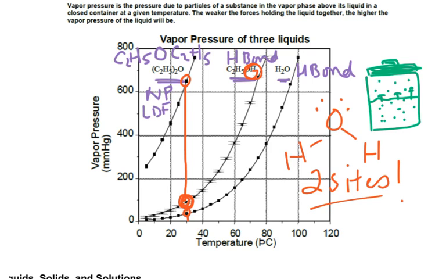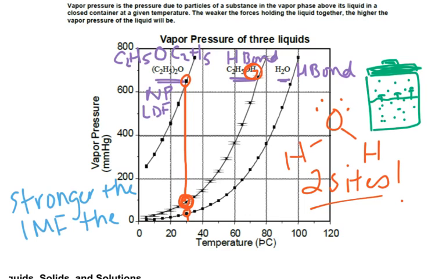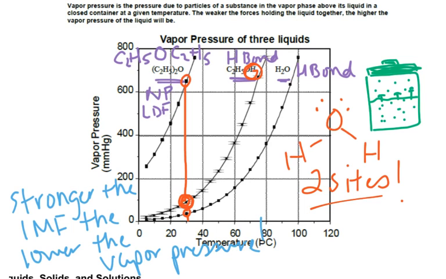Right? So if we were to make a general statement about vapor pressure relating to IMFs, we would say that the stronger the IMF, the lower the vapor pressure. And that's something that you need to understand, and we're going to be talking about it today with regards to many different examples and explaining why.